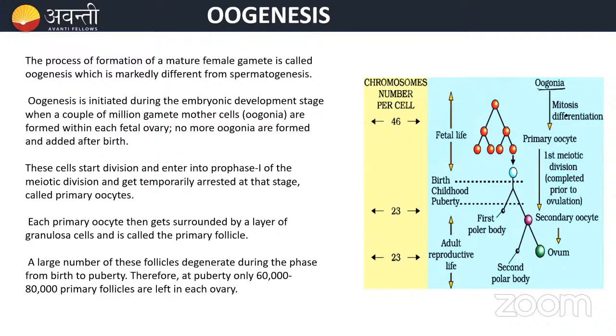These oogonia undergo mitotic differentiation and form the primary oocyte. The primary oocyte undergoes the first meiotic division, but this first meiotic division is not completed. This primary oocyte gets arrested in the diplotene stage of prophase 1 of meiosis 1.